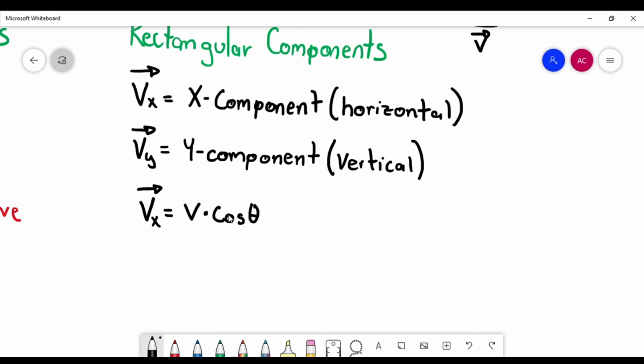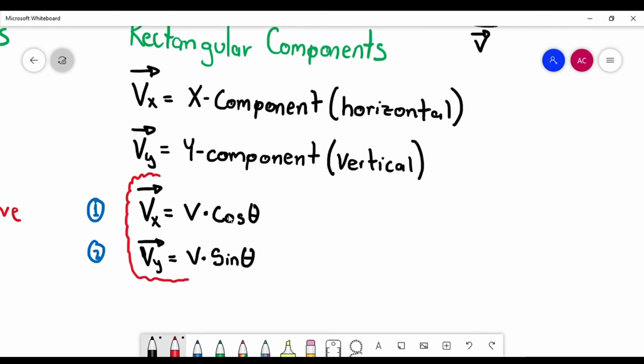And by equals the magnitude of the vector times the sine of the angle. And these two are the first two formulas that we are going to use during the course of physics, during the whole videos that we are going to see in this course and in this playlist.